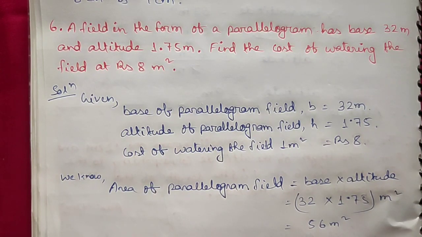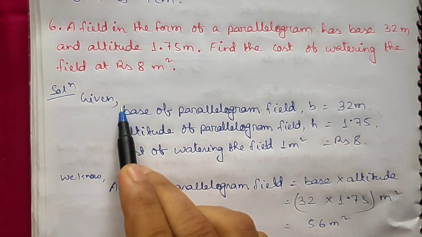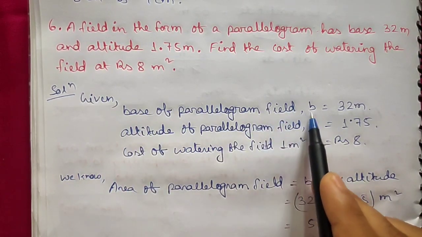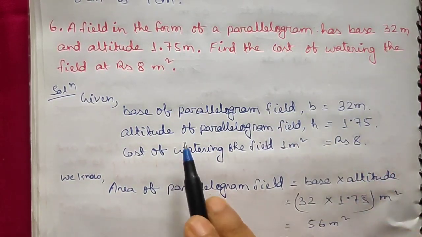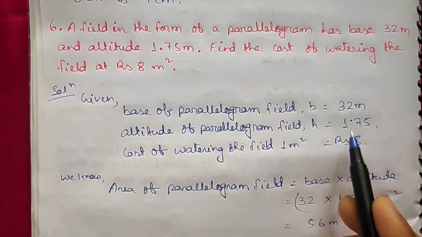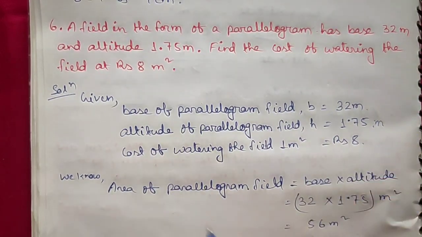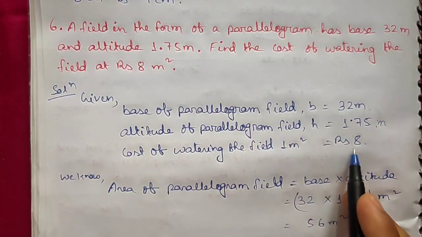Okay, so what will we cover? We will cover its area. So what do we have to find first? We have to first find the area of the field. So let's start. First of all, we write the information given in the question. Base of parallelogram field b equals 32 meter, altitude of the parallelogram field h equals 1.75 meter, cost of watering 1 meter square equals rupees 8.